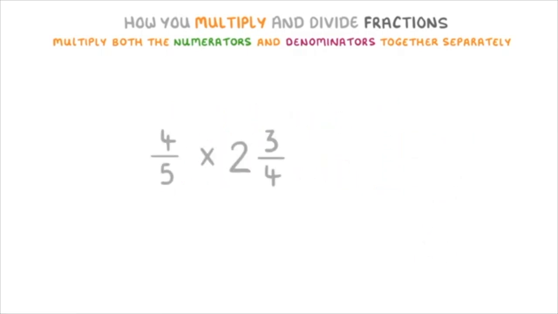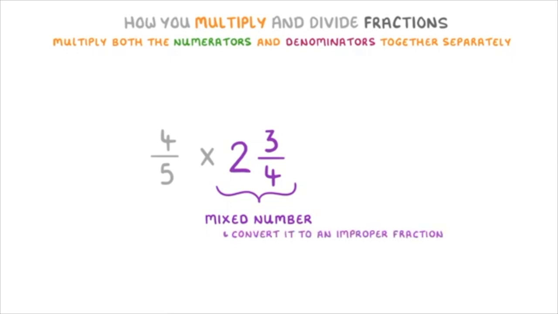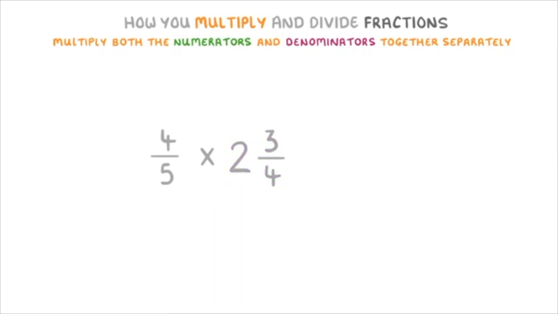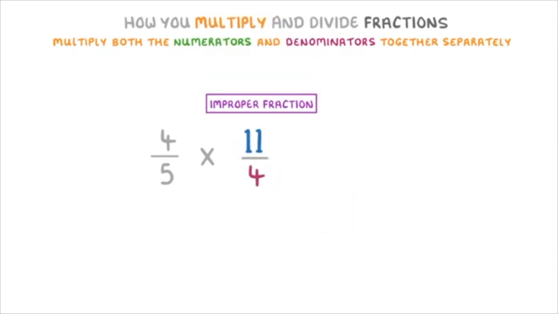For the next question, we are being asked to multiply 4/5 by 2 and 3/4, which is a mixed number. Now you can directly multiply fractions by mixed numbers, but it's a lot easier if you take the mixed number and convert it into an improper fraction first. So to do that, we multiply 2 by the 4 to get 8. And then add that 8 to the numerator of 3 to get a new numerator of 11. So we get an improper fraction of 11 over 4.